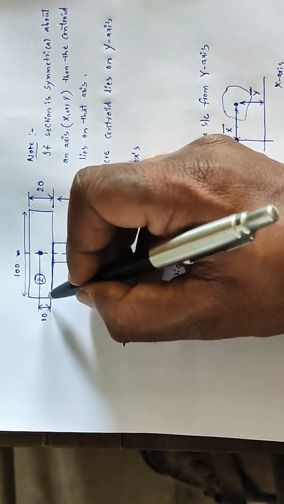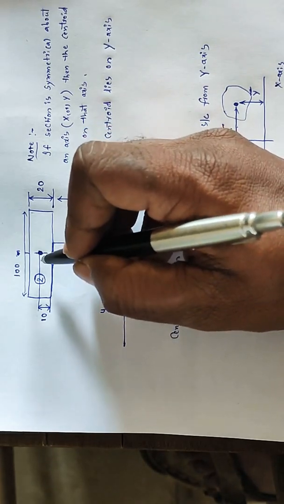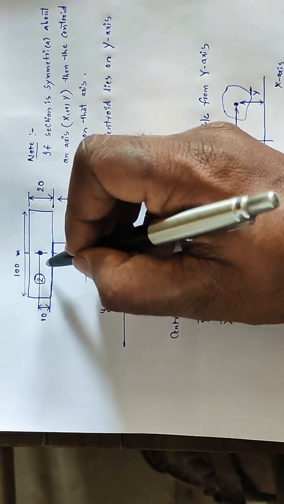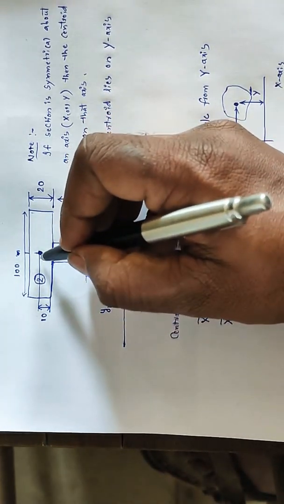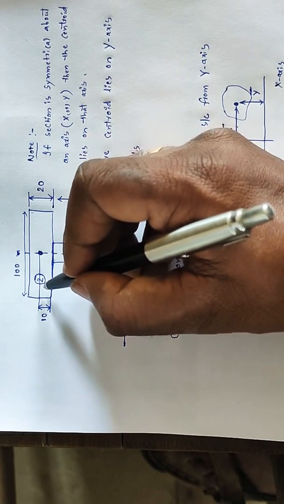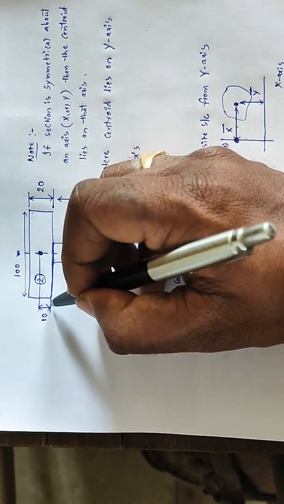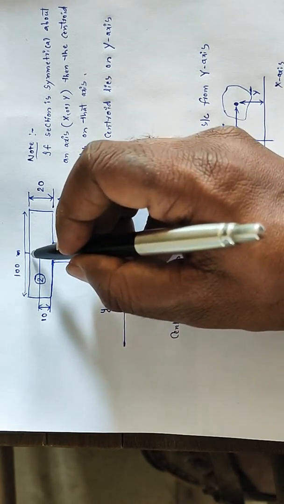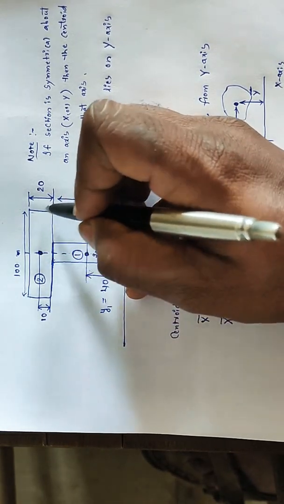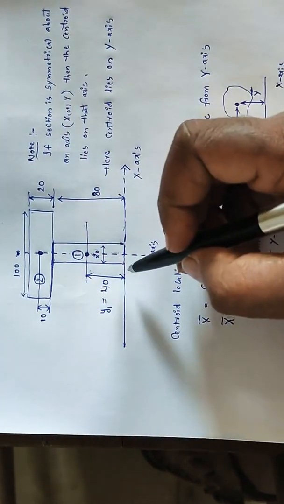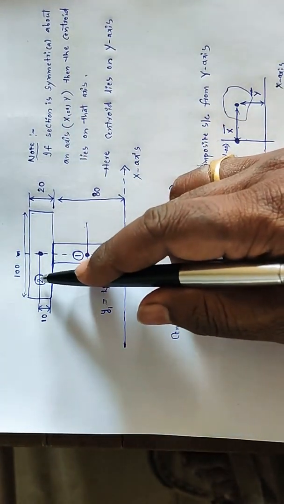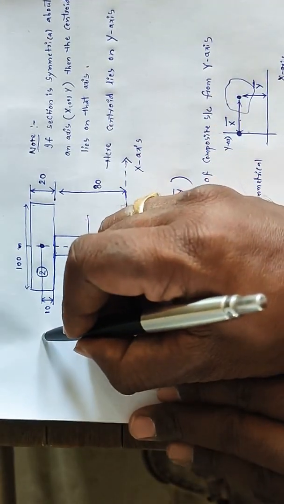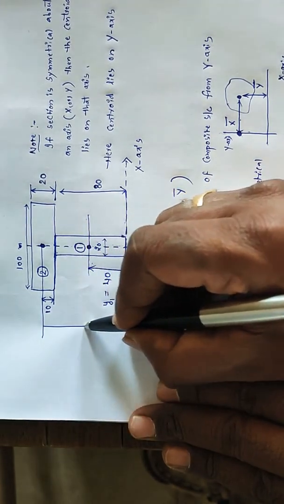So for the second rectangle, the centroid of the second rectangle. We are considering only the second rectangle. For this second rectangle, the centroid lies at the center. From here to here it is 10. So from here to here it is 50 because it lies at the center. So it is 20, so it is 10. But we need the centroidal distance of the second rectangular element with respect to the x-axis. So we need y2.